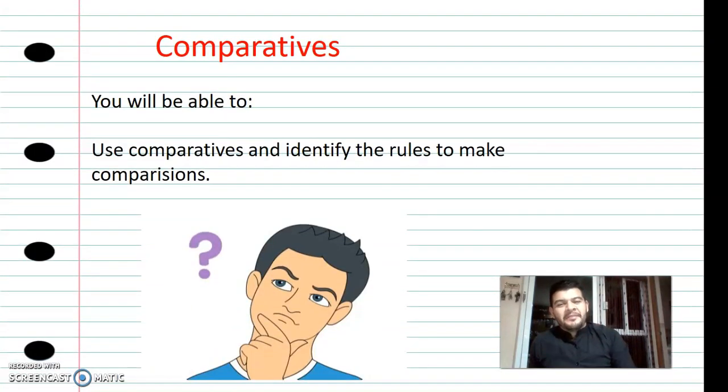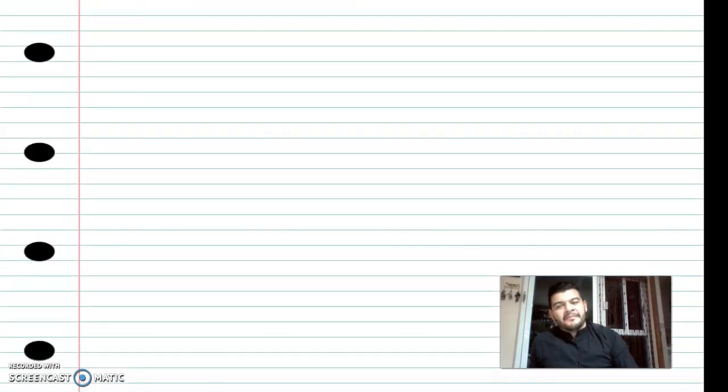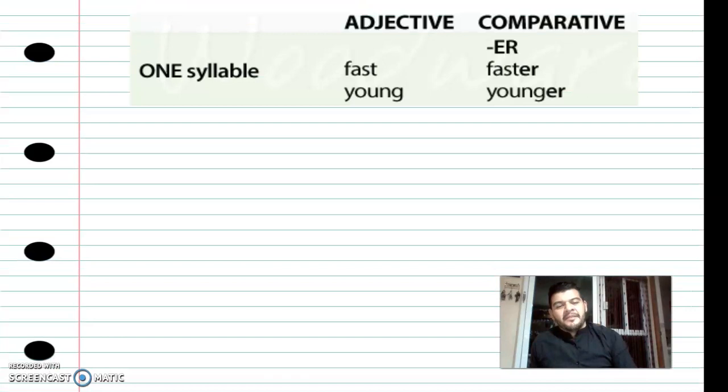This time we are going to learn how to use comparatives and identify the rules to make comparisons. Alright, look at this. First, let me show you that we have different kinds of adjectives.